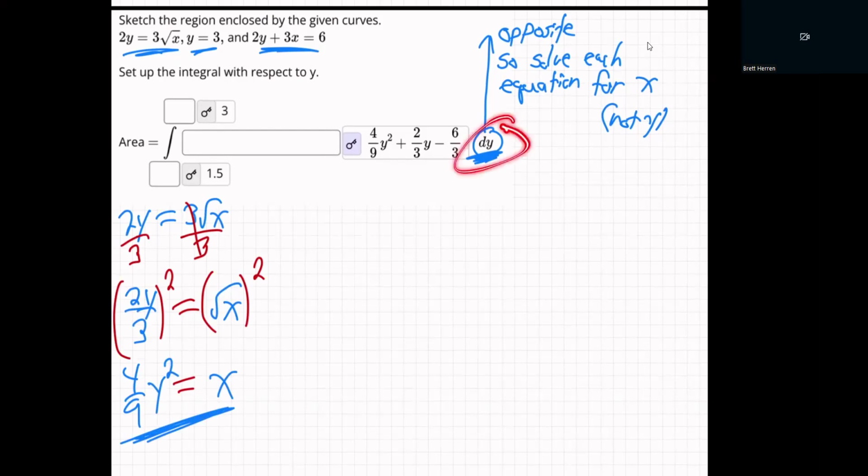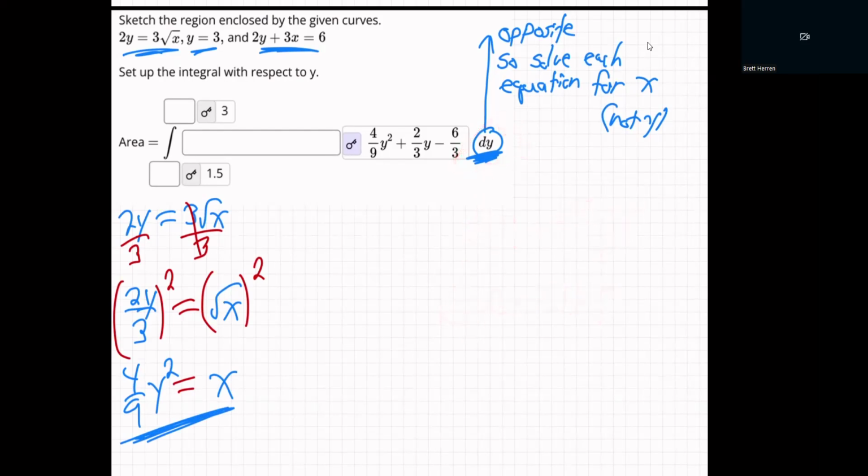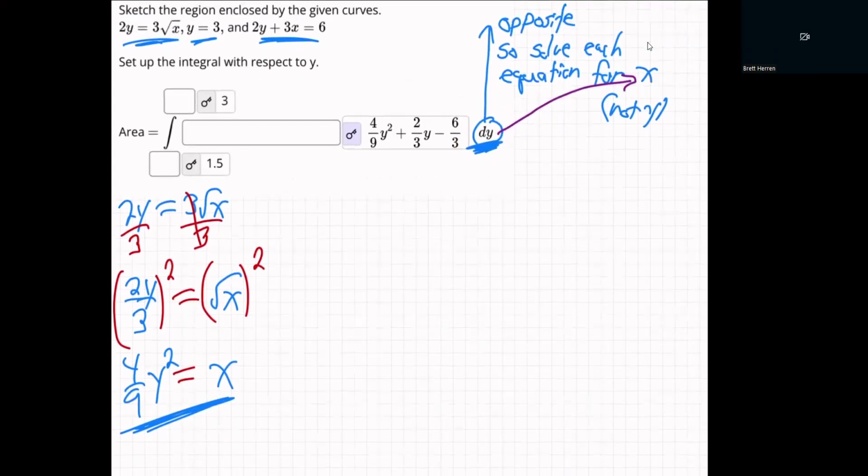Whatever letter you have here, if you have dx, then solve the equations for y. If you have dy, then solve the equations for x. So that makes sense. You always do the opposite of what you have. Normally, we have had a bunch of them with dx, and we get y alone. But it'll be much easier if for dy, you get x alone. So there's the first equation. And what we really need to do then is make a little table and get some points for that one.